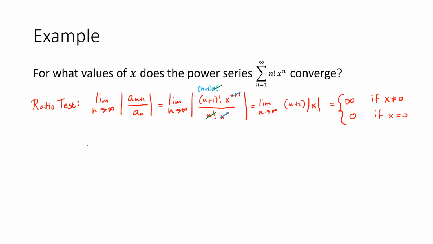So that implies that here the series is divergent when x is not 0. But it is convergent when x is equal to 0. So there's just this one value of x where we know the series will converge. Otherwise, for any other value of x, it will diverge.